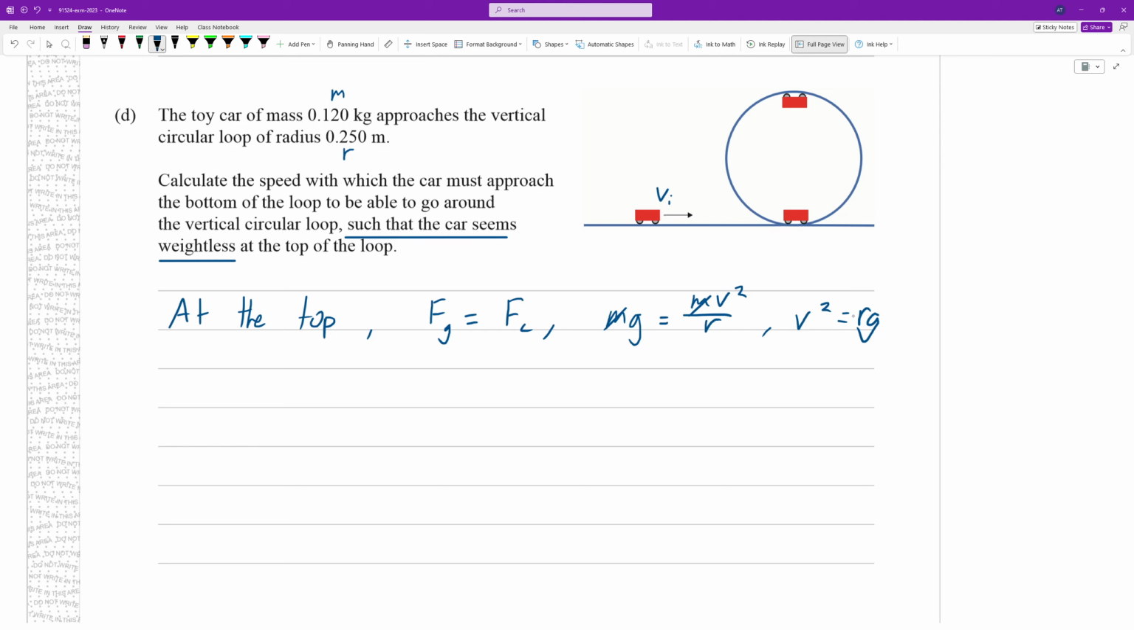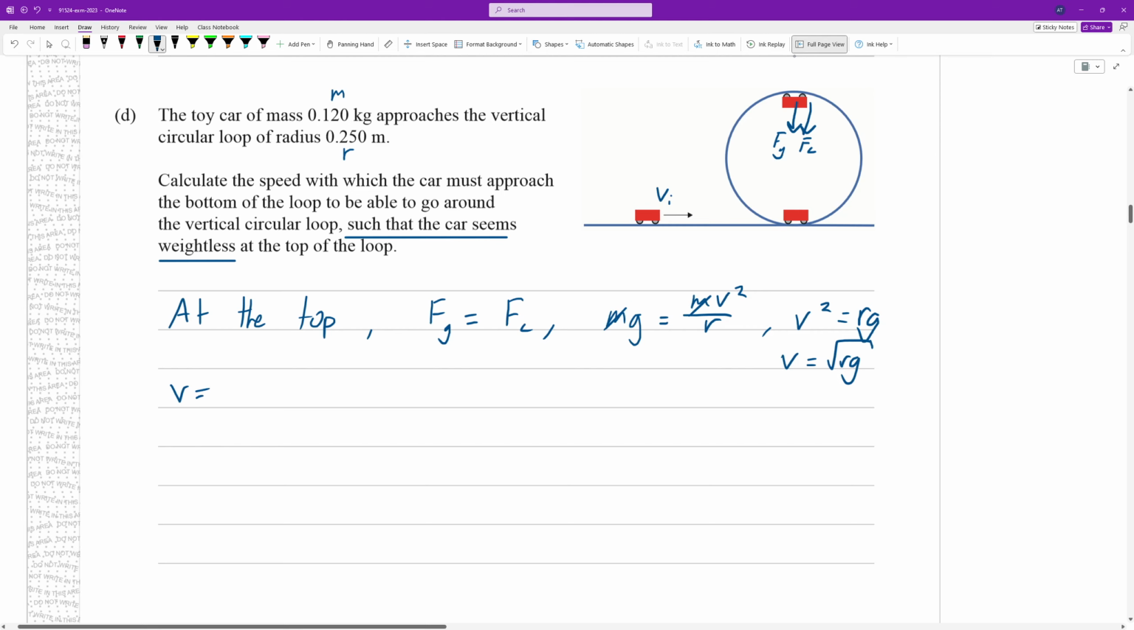Alright. And we can square root as well. So if the velocity is equal to the square root of the radius times gravity, at the top, the weight force, Fg, would be equal to the centripetal force. Right? There would be no reaction force. And do we have R? Yep. And we know G, so we can solve for that.